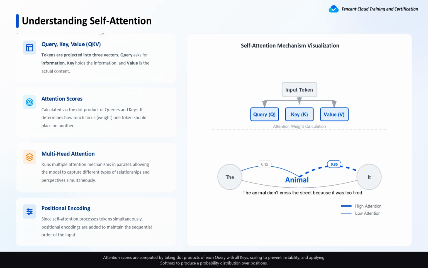Attention scores are computed by taking dot products of each query with all keys, scaling to prevent instability, and applying softmax to produce a probability distribution over positions. These scores weight the value vectors in a weighted sum, producing a context-aware representation for each position. Multi-head attention runs this process in parallel across multiple subspaces, simultaneously capturing syntactic dependencies, semantic relationships, and coreference links. The classic example is "the animal didn't cross the street because it was too tired." Self-attention correctly resolves "it" to "animal" through global attention scores.